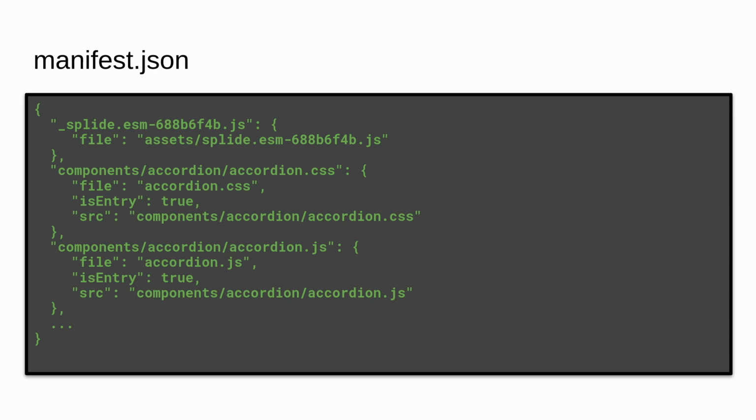So under the hood, the way it works is through a manifest.json file. When you build the code, it looks at all the paths and it compiles all that code into the dist directory. And then it also generates this manifest.json file that maps the path in the dist directory to the original path so that when a file is requested, it knows where to grab it.